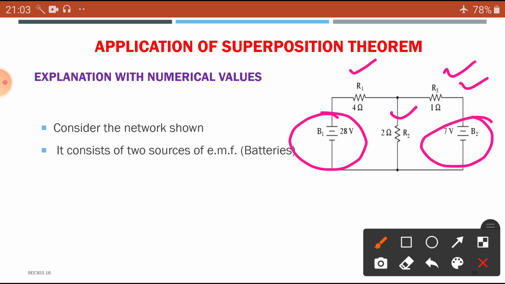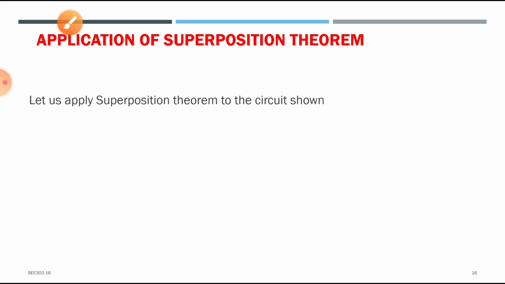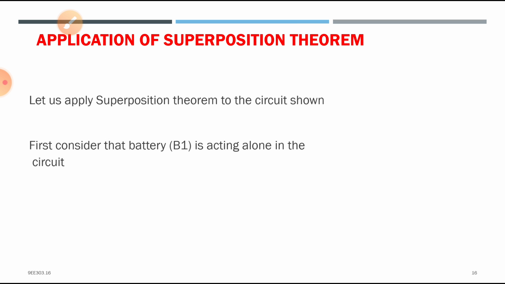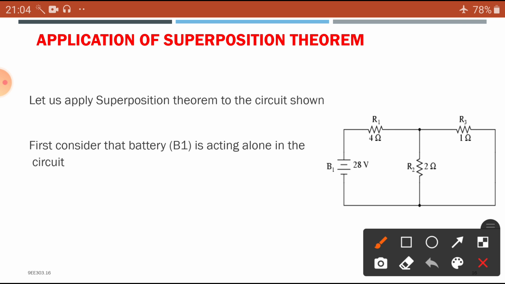Now, we are going to calculate the current in each branch. Let us apply what we have learnt. Let us apply the superposition theorem to the circuit shown. First, consider that battery B1 is acting alone in the circuit. The other battery is shorted, and there is no internal resistance given. Then 2 ohms and 1 ohm are connected in parallel, and these two are connected in series to R1, a simple series-parallel circuit.